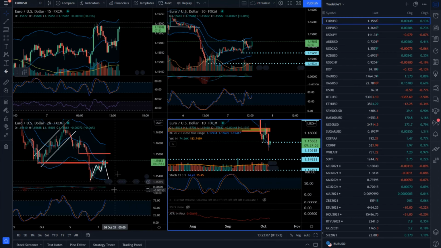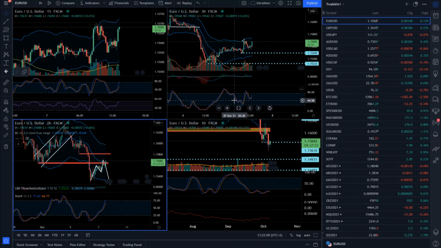So the market took the opportunity to rally. But I think we're building more of an ABC structure here. So potential downside continuation is in play here, with a potential retest of 1.1550 or 1.1530.